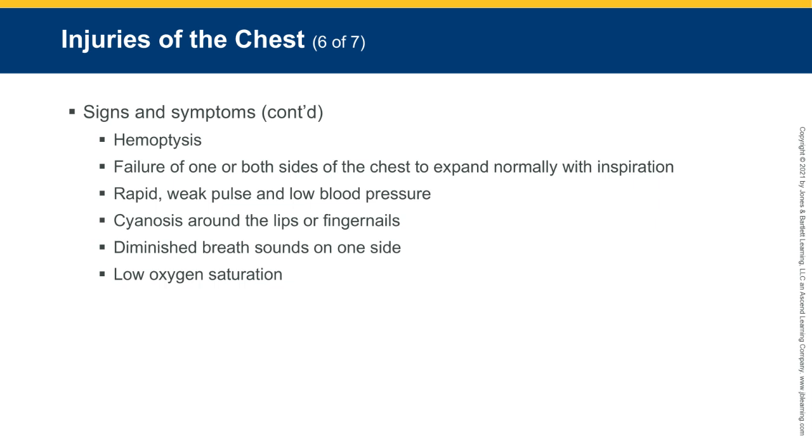Additional symptoms may include coughing up blood, hemoptysis, uneven chest expansion, a rapid weak pulse, low blood pressure, cyanosis around the lips and fingernails, diminished breath sounds, and low oxygen saturation.